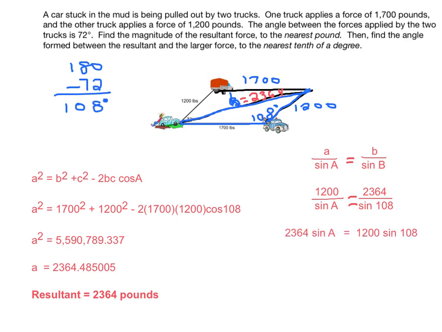Now to get sine of A by itself, we have to divide both sides by 2,364. And when we do, we're going to be left with sine of A equals, and you want to round this to at least 4 decimal places, so I made it 0.4828. And to finish solving for the actual angle, you would have to do the sine inverse of 0.4828. And when you do, they want it to the nearest tenth of a degree, so you wind up with 29.8.